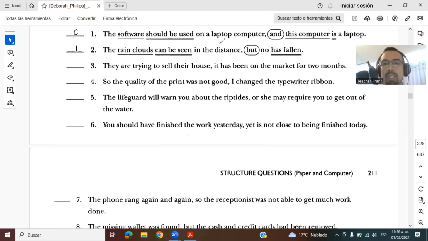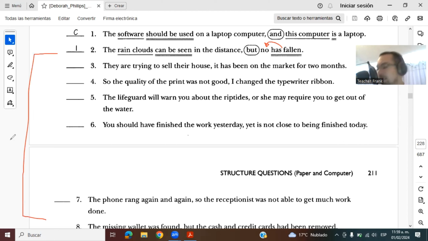The rain clouds can be seen in the distance, but no has fallen. We have here subject, verb, rain clouds can be seen, but my connector, and has fallen is a verb, but we don't have the subject for has fallen, right? It could be, but no rain has fallen or something like that, but it's incorrect because we're missing our subject, right?